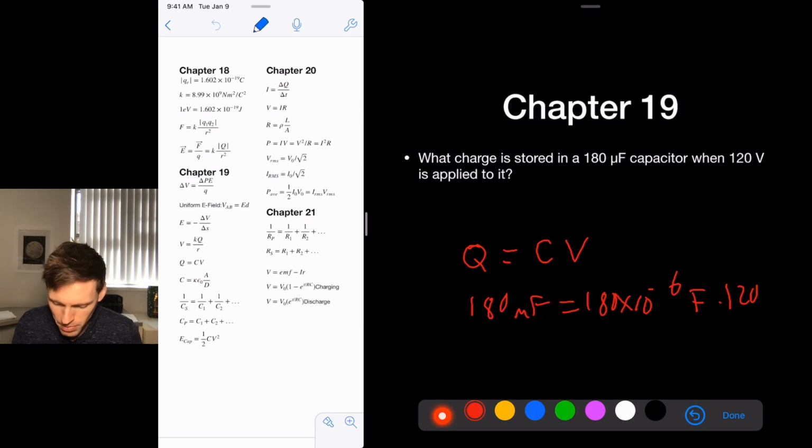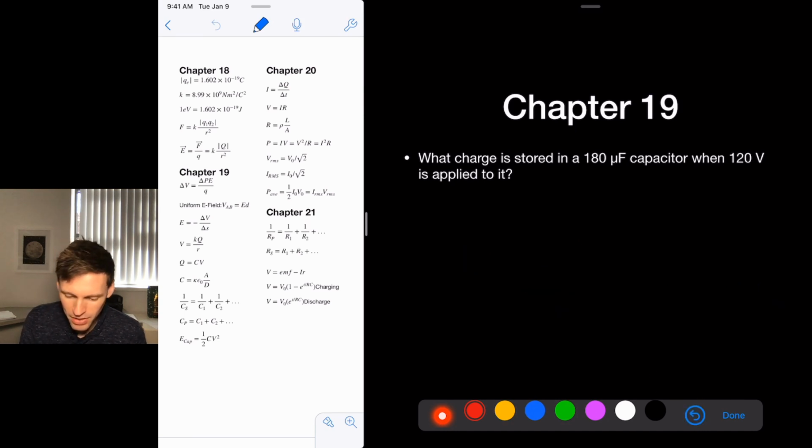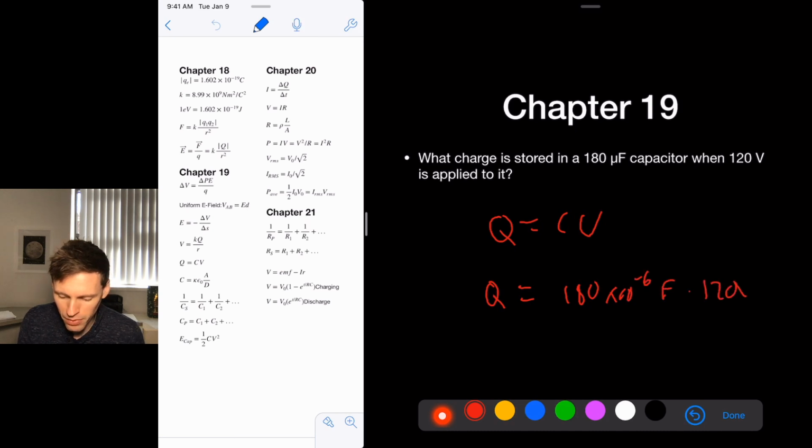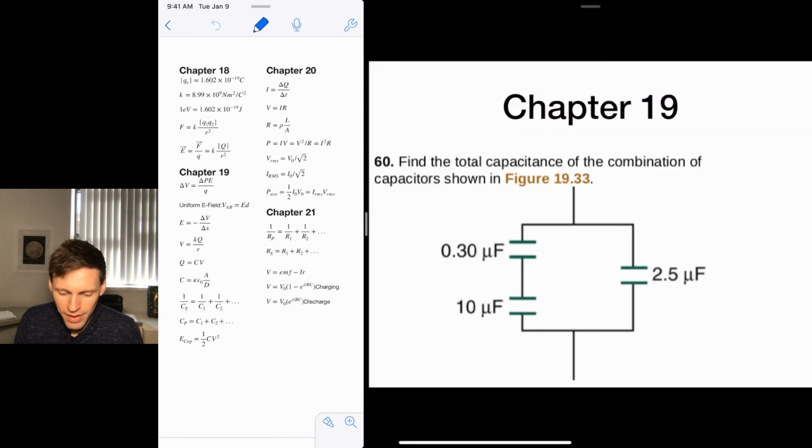Wait a second, what am I doing? What charge? Yeah, times 120 volts, okay. I just confused you all. Q is equal to CV. We want to know what Q is. What is our charge? It is 180 times 10 to the minus 6 farads times 120 volts. There we go.